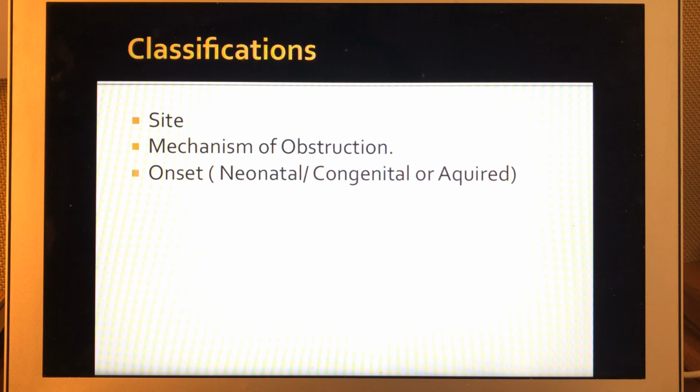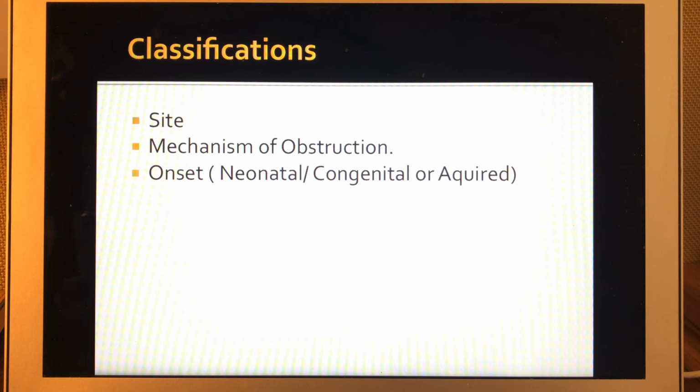So classification of bowel obstruction can be by the site, whether this is proximal or distal, or by the mechanism of the obstruction, whether this is extraluminal, something outside the lumen that is compressing it, or luminal, something within the bowel wall that's causing the obstruction, or intraluminal, which is something within the bowel lumen that's causing the obstruction.